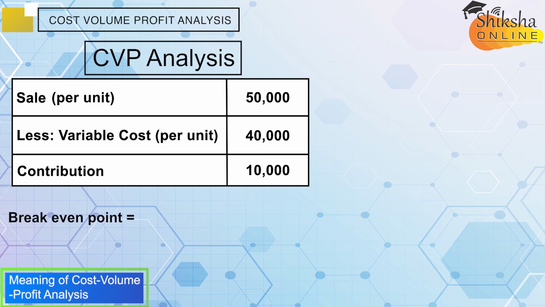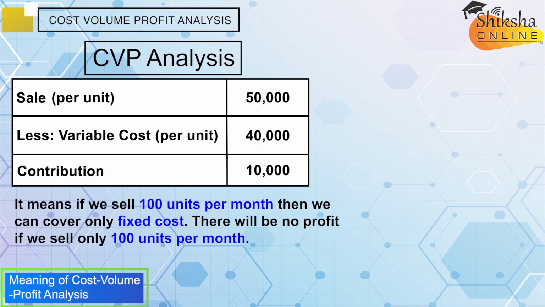Break even point we will calculate. We have one formula, that is total fixed cost divided by contribution per unit. Here total fixed cost you can see is rupees 10 lakh, which is the rent of the shop, and contribution we have calculated, you can see on screen, is rupees 10,000. If we divide total fixed cost by contribution per unit, then we get the answer 100 units. It means if we sell 100 units per month, then we can cover only fixed cost. There will be no profit if we sell only 100 units per month.